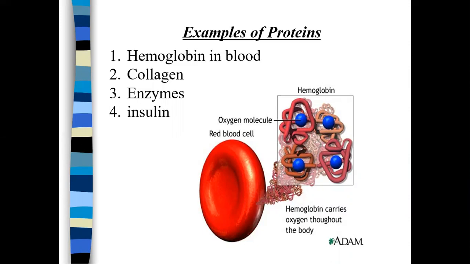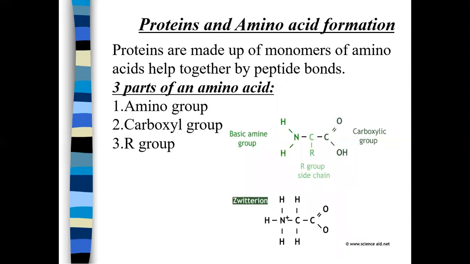Hemoglobin is the protein present in red blood cells in the form of chains that carry oxygen molecules from the lungs to different parts of the body. Proteins and amino acid formation. Proteins are made up of monomers of amino acids held together by peptide bonds. Amino acids are the building blocks of protein. They're the basic unit of protein.